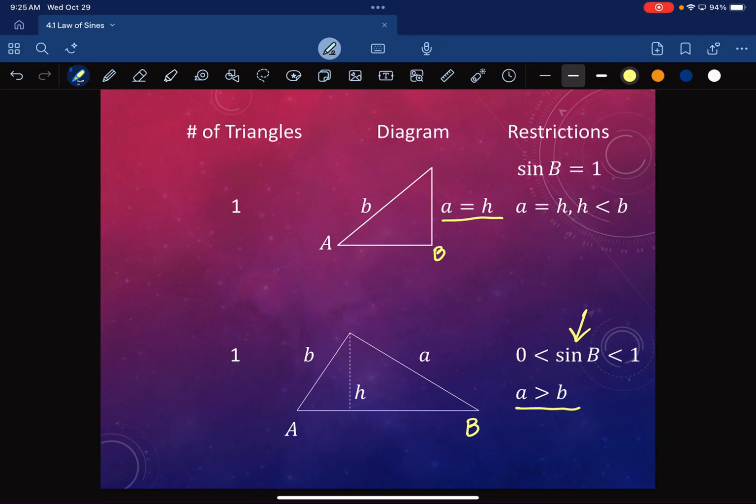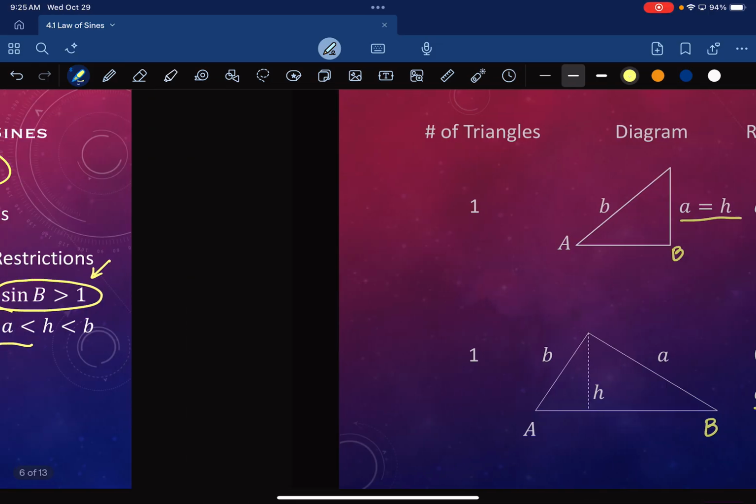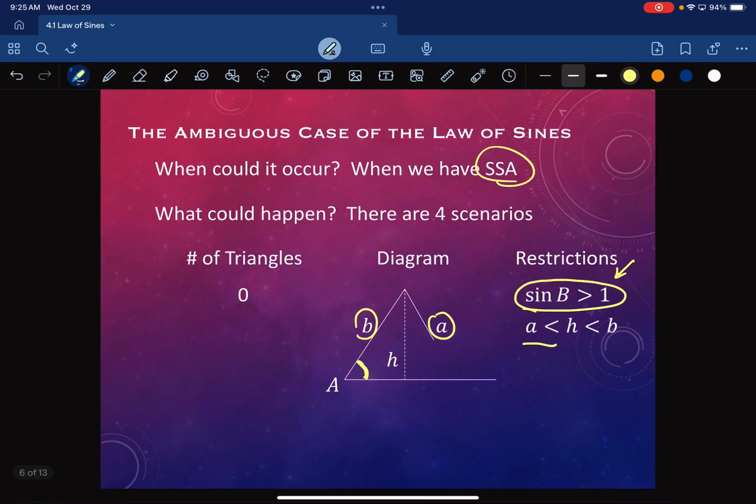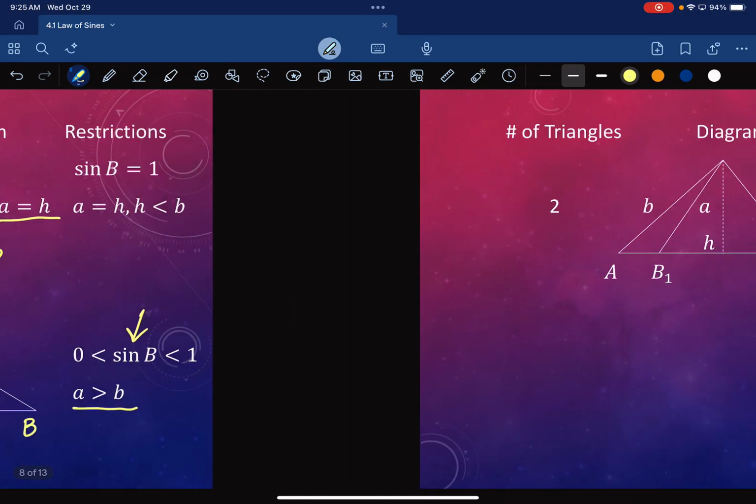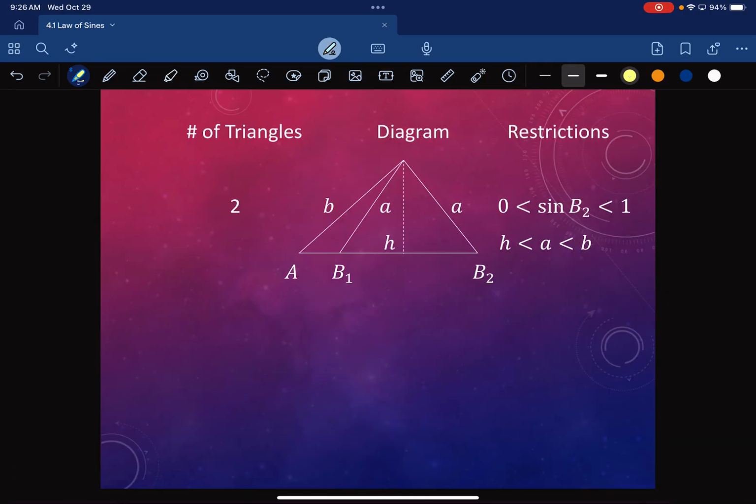So far, the only sort of problem is this one back here when I have 0 triangles. And it shows up very quickly because you try to find an angle for something and it doesn't work. The sine of B is too big. The one that's tricky and the one that's actually called the ambiguous case is the fourth case, if you count the last 2 as 2 of them. It's the case where you have 2 triangles.